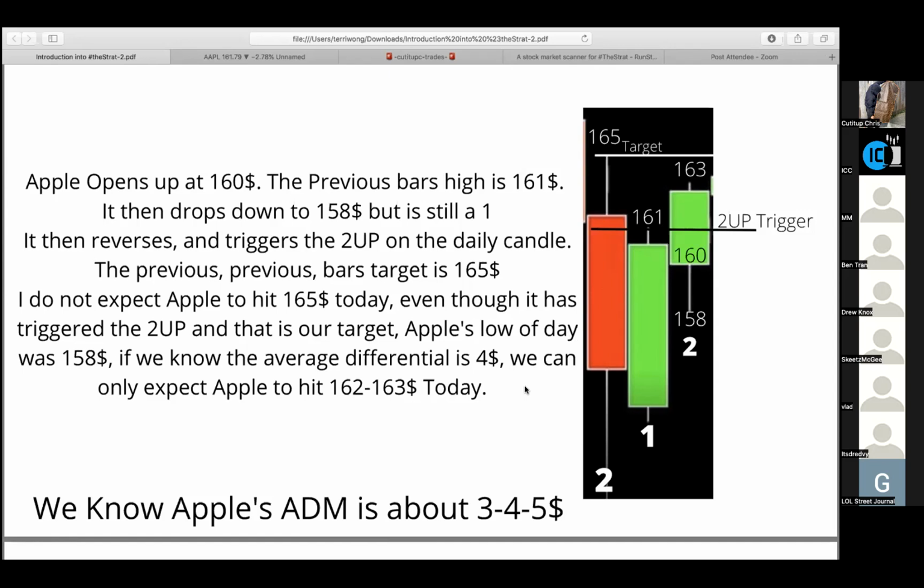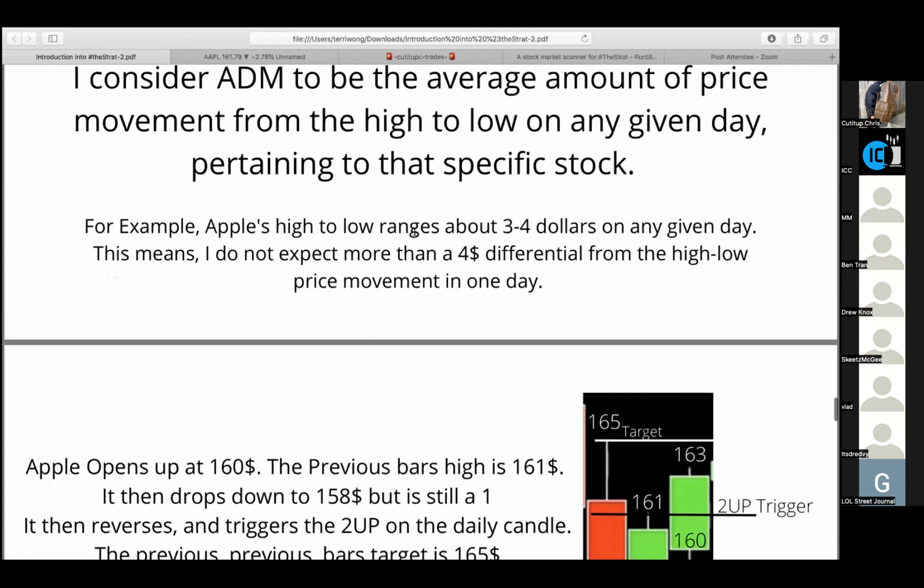Like, Apple opens at 160. Ain't no way this thing's gonna go to 170. It only moves $5 a day, even if it went two up here. So if it opened at 160, never went to 158 and just triggered a two up here, then yeah, we're probably gonna hit 165 for sure. And then you gotta take the overall market into account as well. So that's another thing.